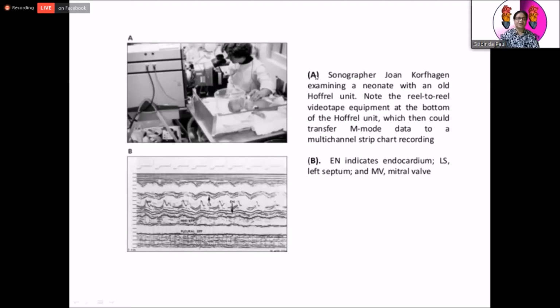This is the sonographer John Coffin-Gammon examining a neonate with an old Hopperl unit, with reel-to-reel videotape equipment at the bottom of the unit, which could then transfer M-mode data. This is the M-mode echo of a neonate.